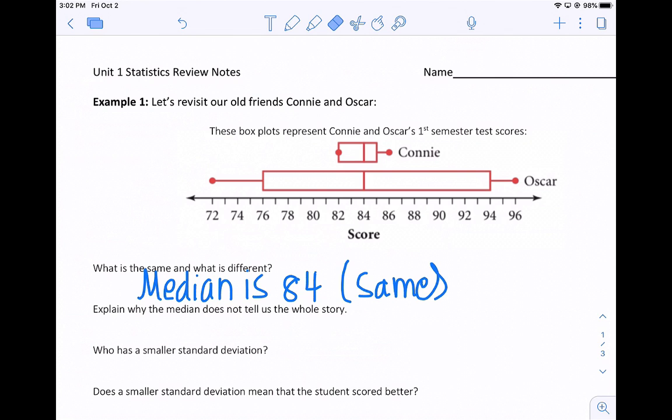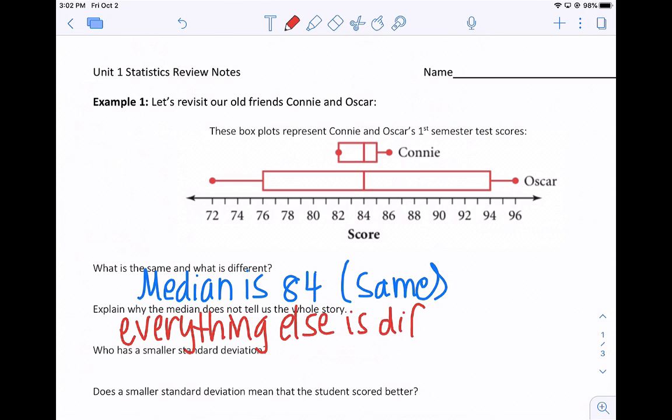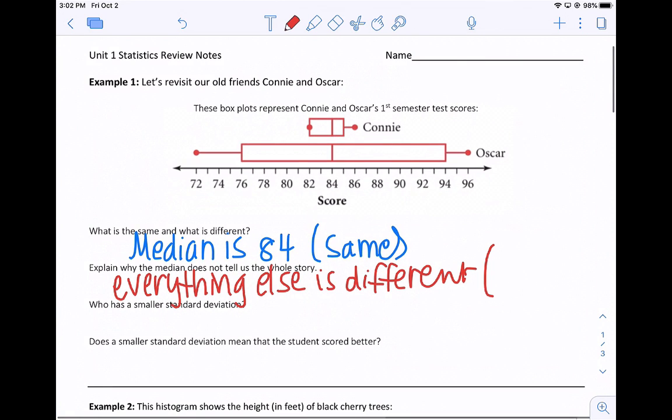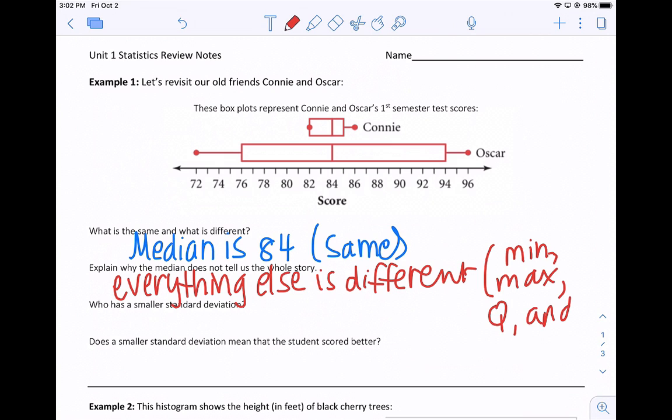So explain, why does the median not tell the whole story? Because everything else is different about their data. For example, what's different? The min, the max, the quartiles, Q1 and Q3, the spread of data. And that spread of data we have referred to as the standard deviation.